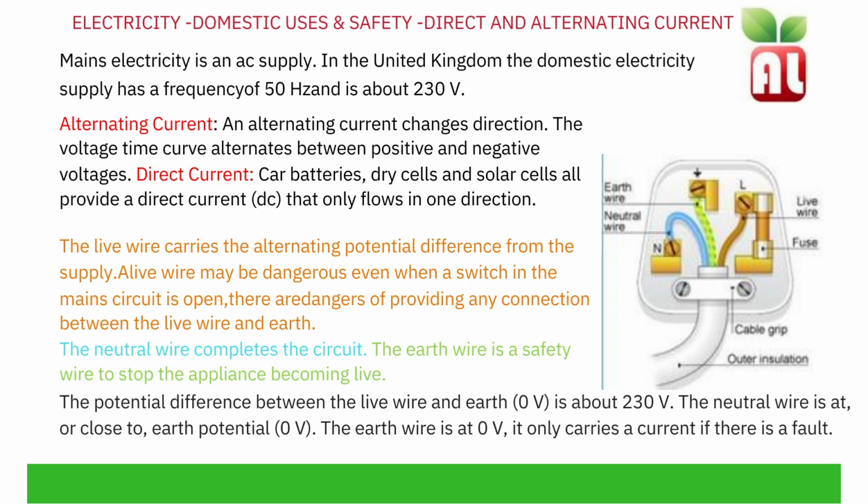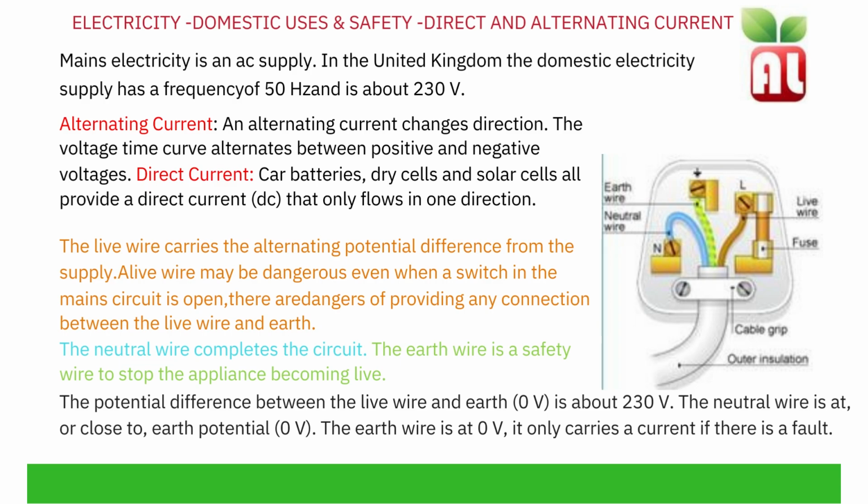In a typical UK plug, we find the live wire, the neutral wire, and the earth wire. We also have a fuse. The live wire carries the alternating potential difference from the mains power supply. A live wire may be dangerous even when a switch in the main circuit is open. There are dangers of providing any connection between the live wire and the earth.